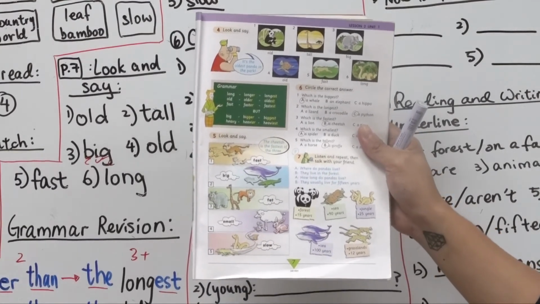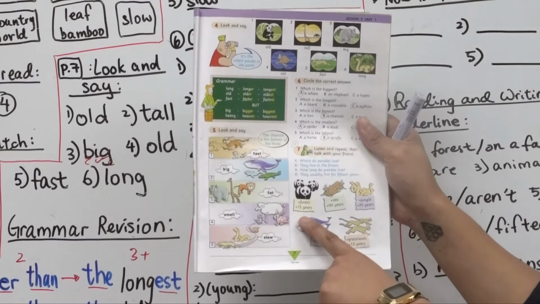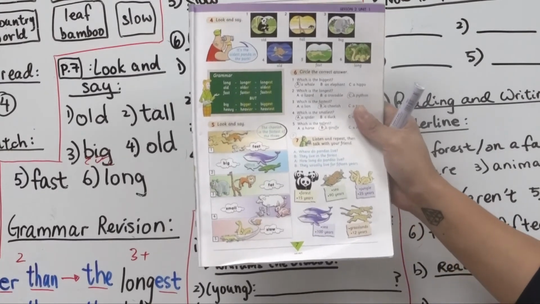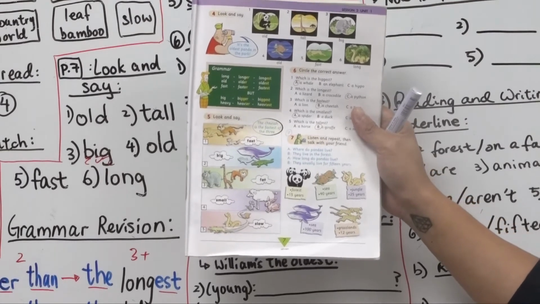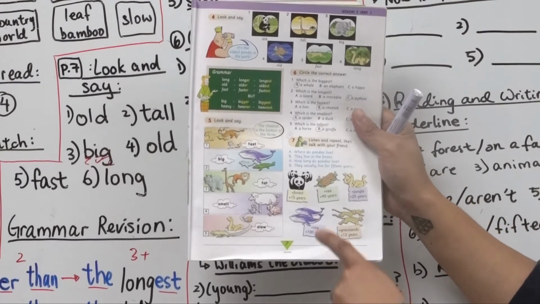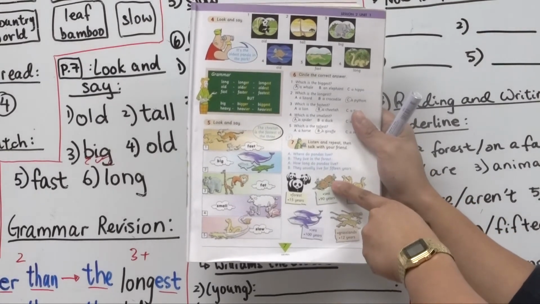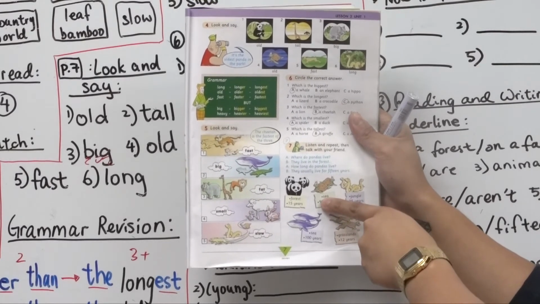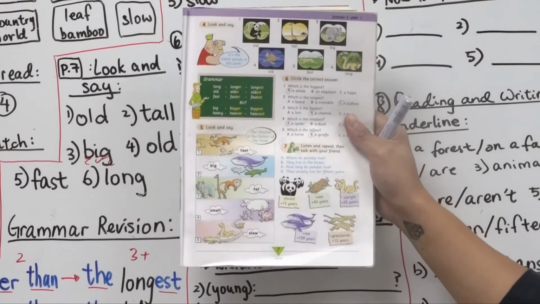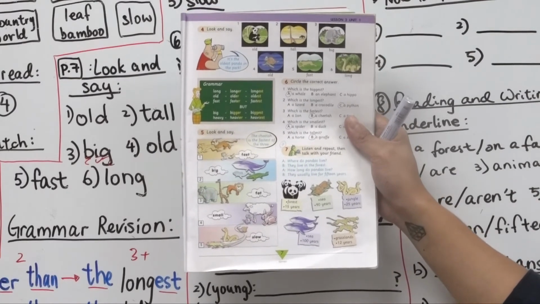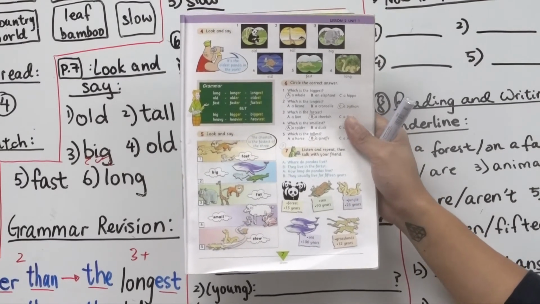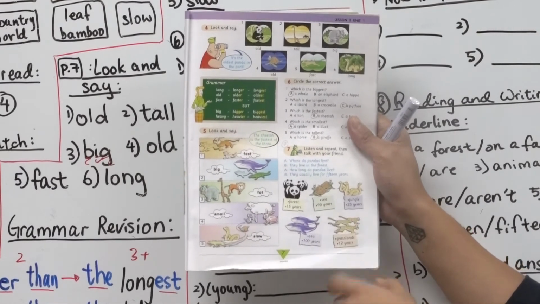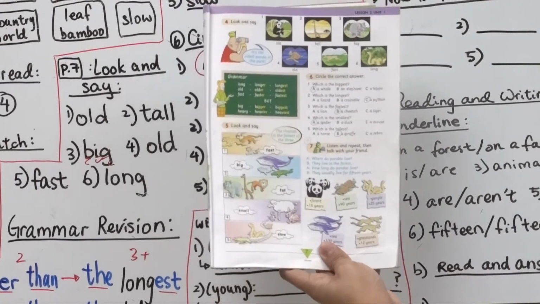How long do pandas live? They live for 15 years, okay? So now let's start to copy that with the turtles. Where do turtles live? They live in the... where? Sea. Right, in the sea. How long do turtles live? They live for 90 years. Very good. They usually live for 90 years.